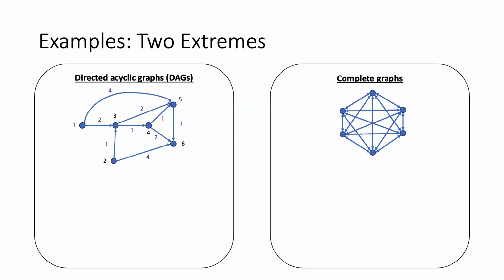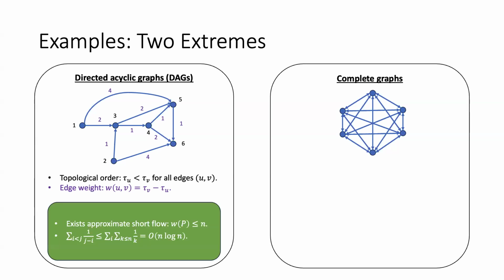To see what a weight function might look like, we can consider two extremes. On the left, we have a DAG, which is a graph without a cycle. This is the least connected kind of directed graph. For this type of graph, there is a topological order on the vertices such that each edge only points forward in the topological ordering. In this case, we can set the weights to be the difference of the topological order of the two endpoints. To verify that this is good, we can check the two conditions.